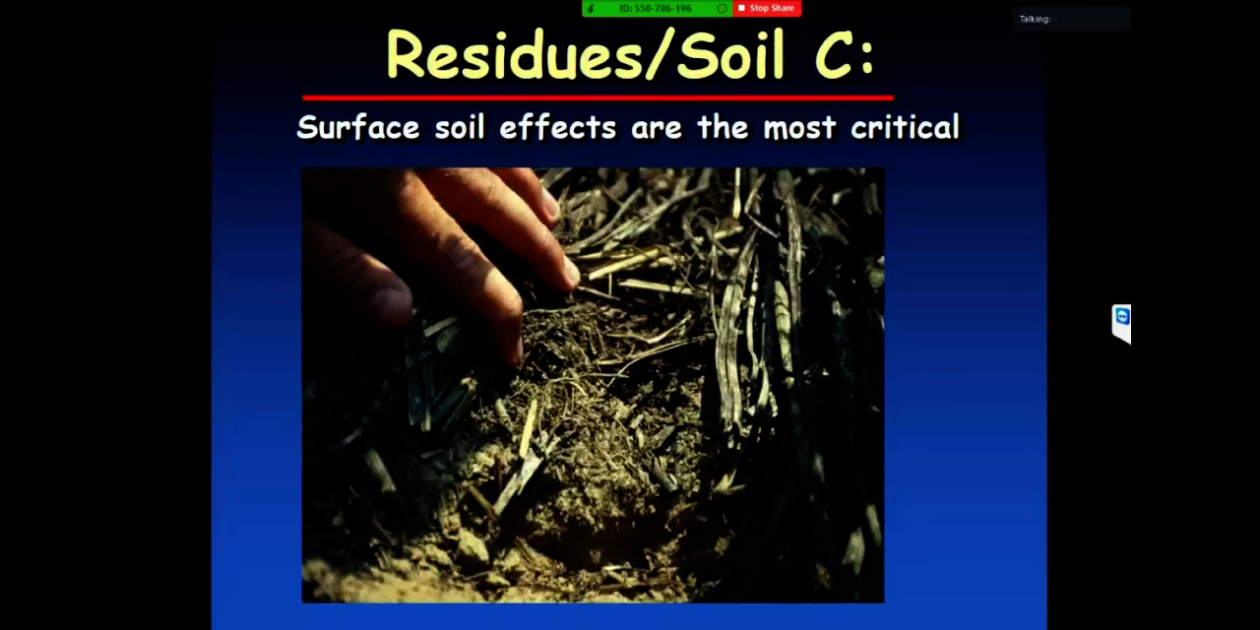Want to remember that surface soil effects are the most critical. Those are the ones that really cushion the soil surface, help capture the rainfall. This is what we're planting the seed into. We want optimal moisture and organic matter there. So the more we can leave those cover crops on top of the surface, the better off we are.